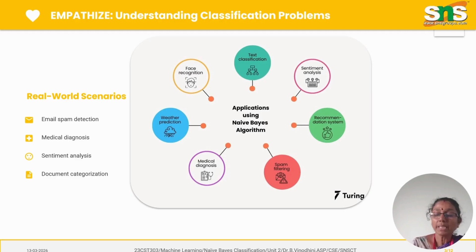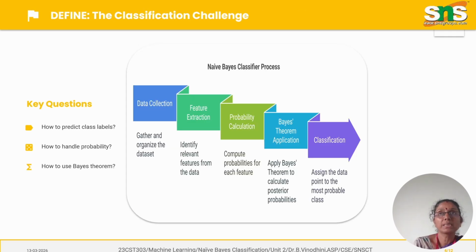So what is the Naïve? The Naïve states that all the features are independent of each other. The classification challenge in Naïve Bayes is that we have to predict the class labels, handle the probability, and know how to use the Bayes theorem. These are the challenges in the Naïve Bayes classifier.